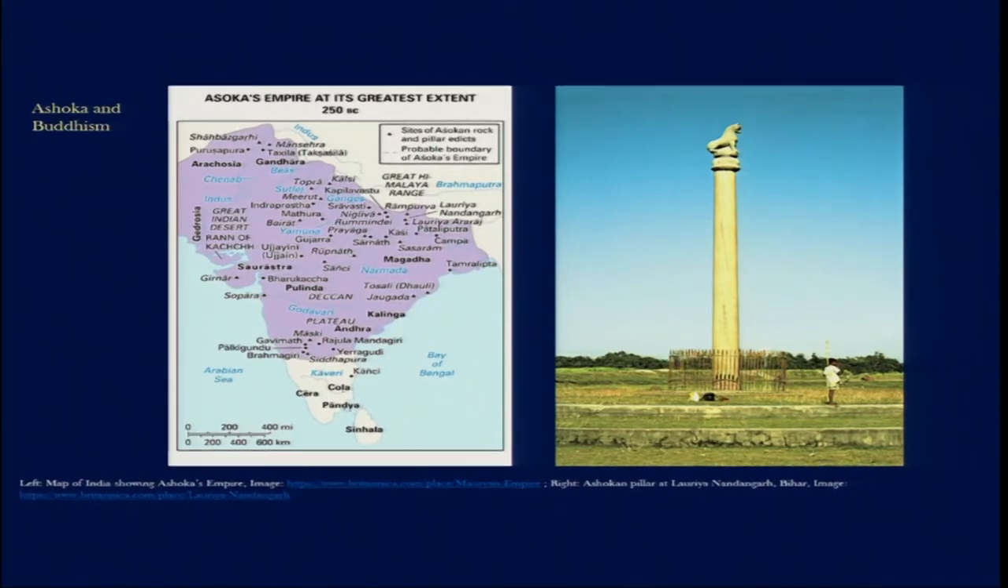If we see the map on the left side of our screen, we find that there are many sites where the Ashokan rock pillars and edicts are actually found. So one can imagine that those are around the borders, or different important parts of his kingdom.